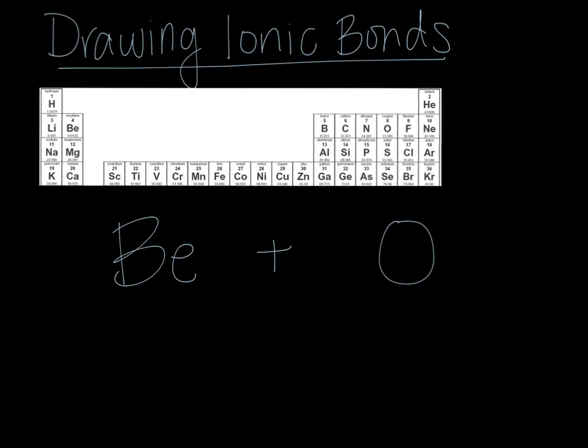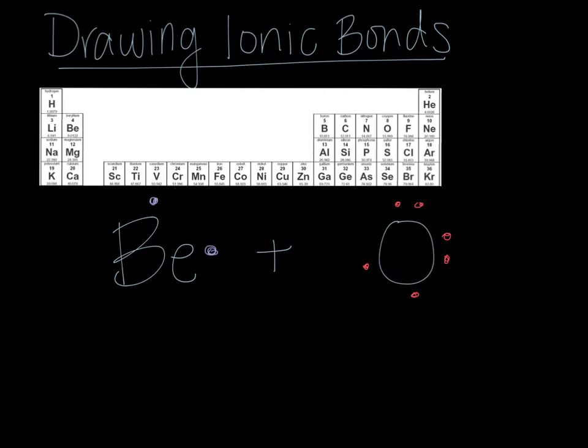We have Be, which is beryllium, and O, which is oxygen. So on beryllium, I can see that it is here in group 2. So it gets 2 electrons. So I'm going to draw my electrons here. Okay, oxygen is over here in group 16. So it gets 6 electrons. So I'm going to draw my 6 electrons on oxygen.